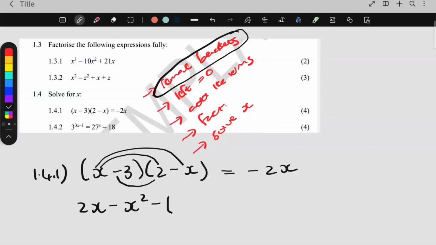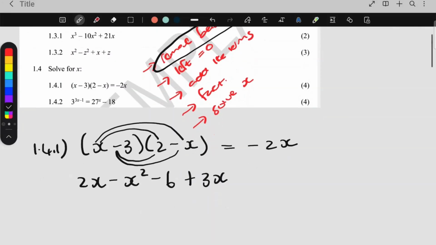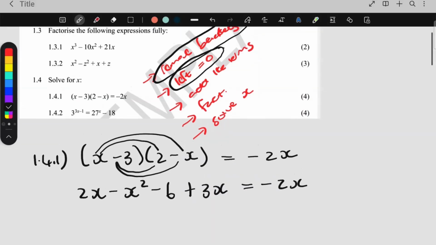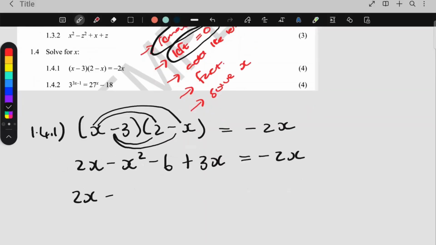So let's write the question down. So, okay, let's remove the brackets. So let's remove our brackets. So x times 2 is 2x. X times negative x is negative x squared. Negative 3 times 2 is this. And this times this is a positive 3x. And then this is equal to negative 2x. The next step, I'm going to bring everything to the left and make it equal to 0. So I have 2x and this.